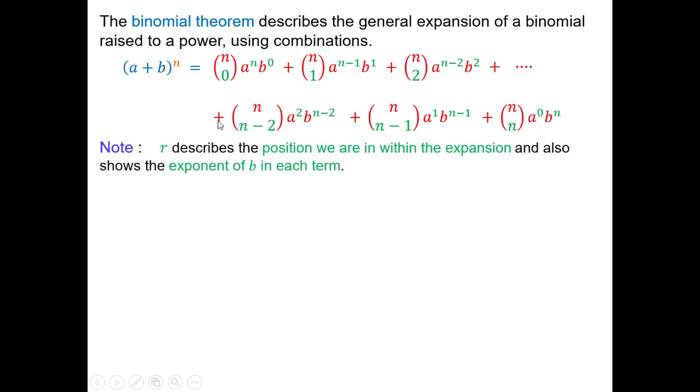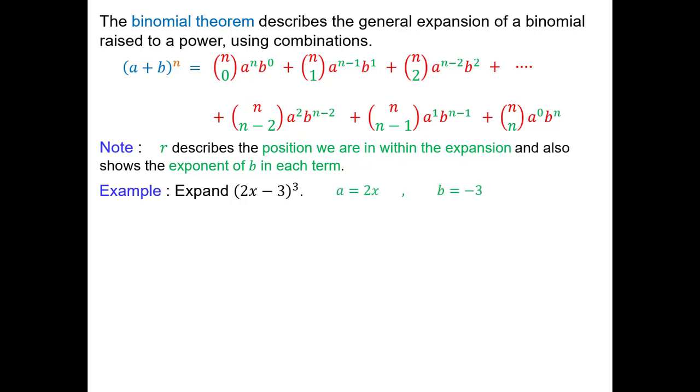So one thing to recognize is that r, in n choose r, or the r value in each coefficient, is the position that we're in within that expansion, but it turns out to also be the exponent above b. So let's take a look at an example and see how this can be a lot easier when you see it in a practical sense.